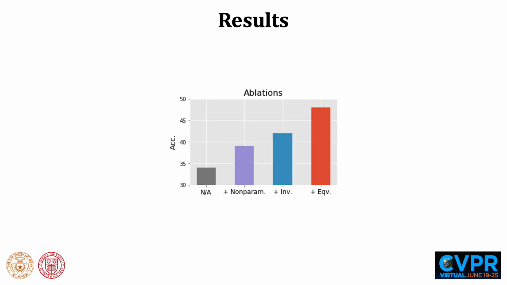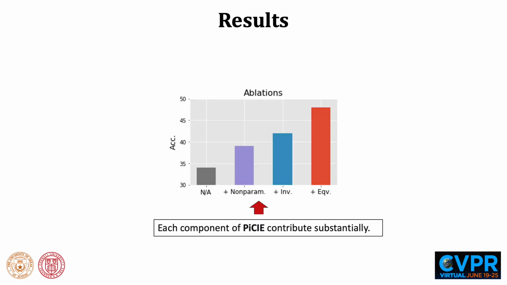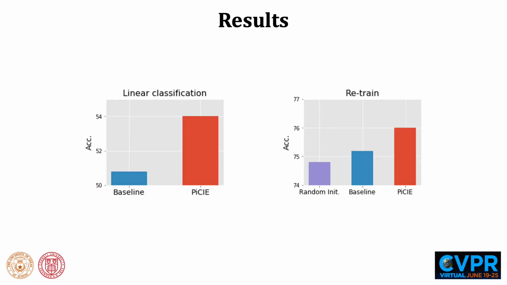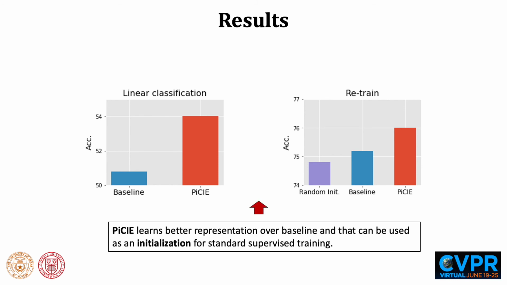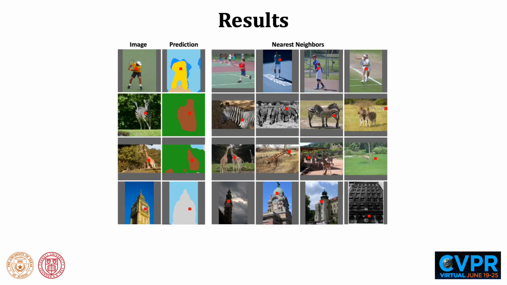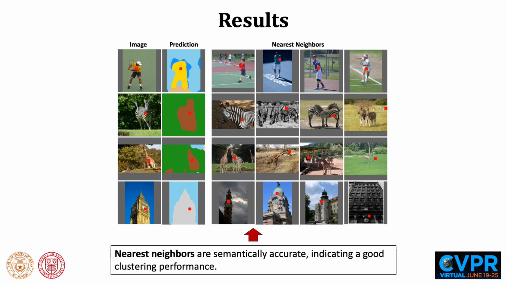Here we break down the quantitative result of PiCIE and show that each component contributes to performance substantially. We also show that the learned representation of PiCIE is better for transfer learning and can be used as an initialization for standard supervised training compared to random initialization and the baseline. Finally, we visualize the nearest neighbors of some query pixels from PiCIE. As you can see, all the nearest neighbors are semantically consistent despite that there have been no labels during training.